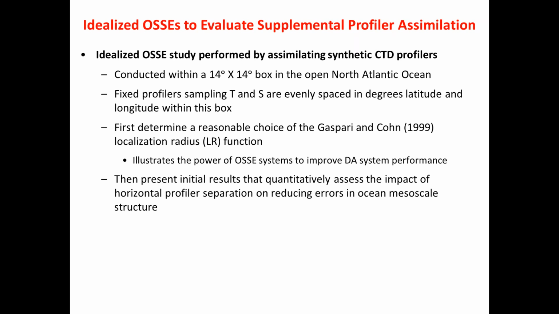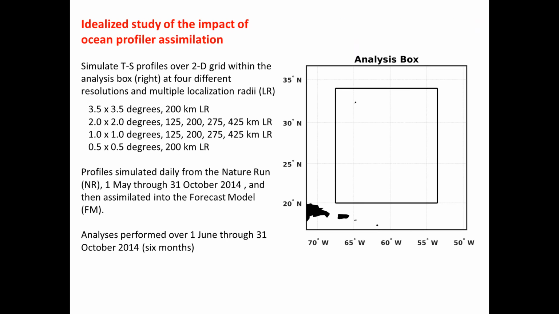The first application of this that I will show will be to use this to determine how we can optimize the choice of localization radius to correct as large an area as possible around the observation without introducing too much additional error. I'll show these results, and it illustrates the power of OSSE systems, how they can be used to improve data assimilation system performance. After that, I'll present some initial results that quantitatively assess the impact of horizontal profiler separation scales on reducing errors in mesoscale structure. So first, the idealized study.